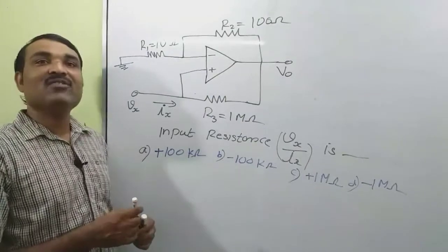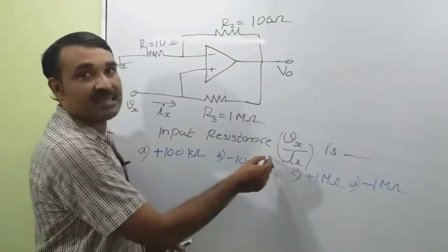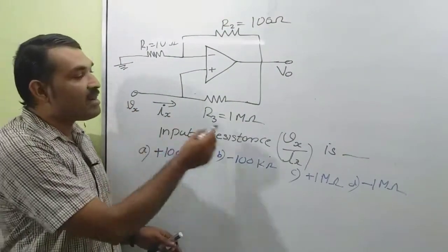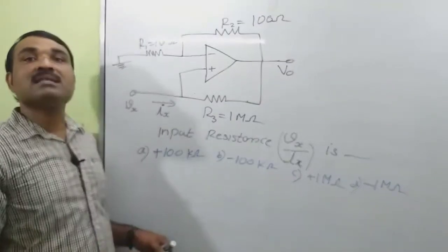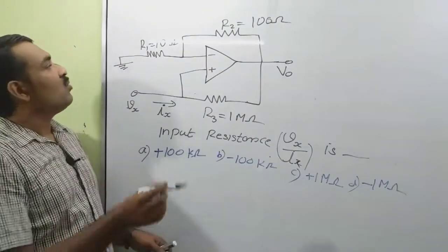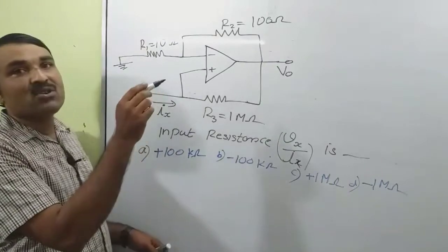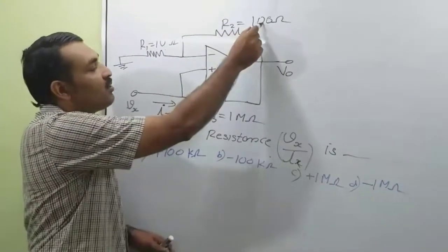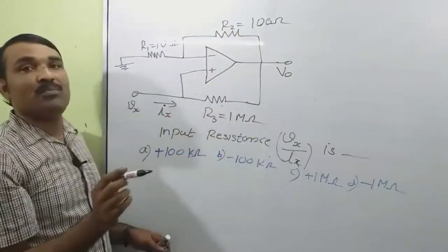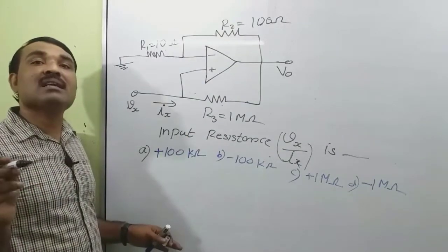In this question, we want to find the input resistance, that is Vx divided by Ix, and the options are given. Okay. Now, the values of resistance are 10 ohm, 100 ohm and 1 mega ohm. And we are using the principle of virtual ground.